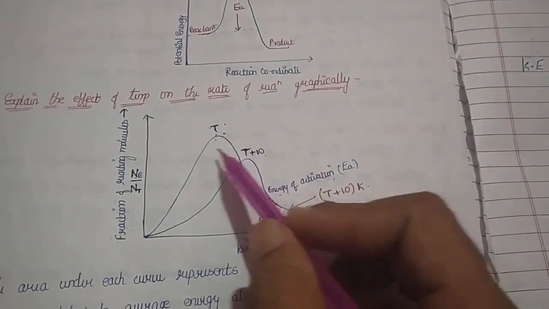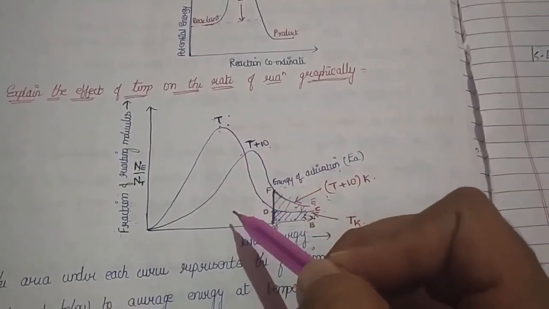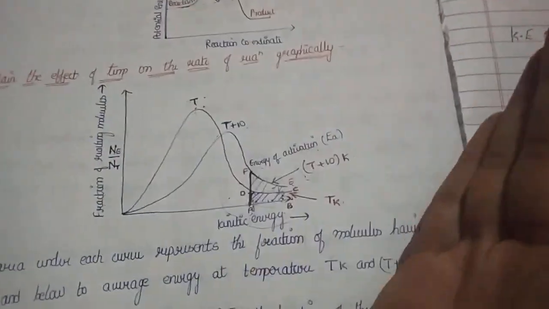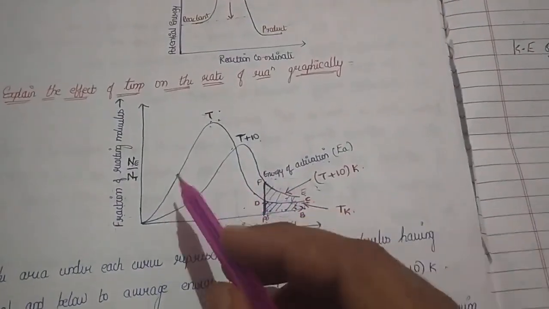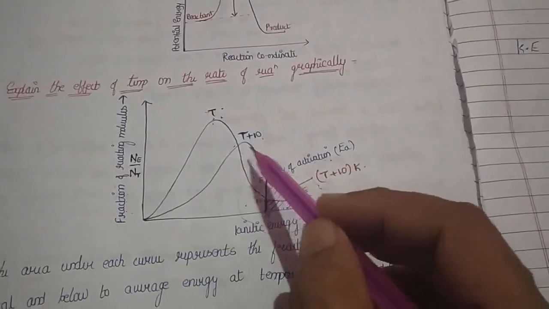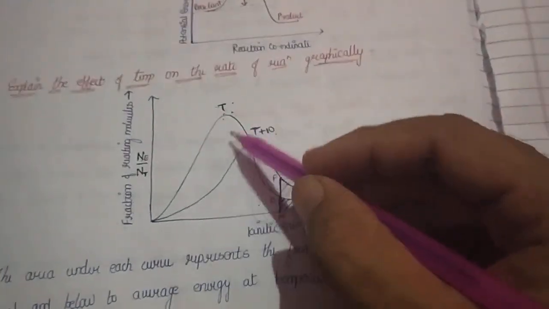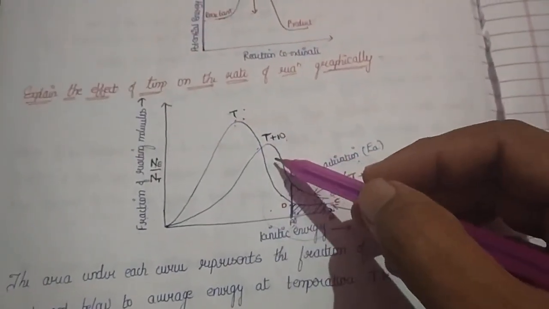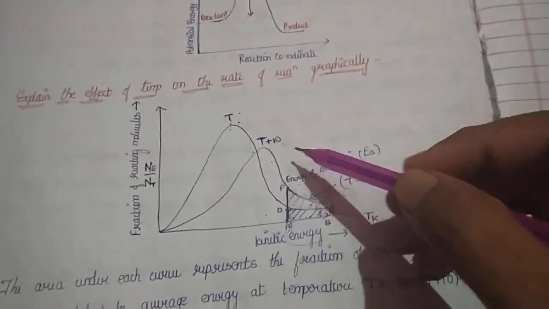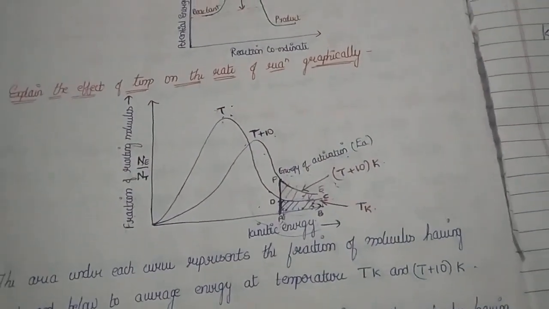Of course, whatever part is here, that is mainly representing the number of molecules. So when it has been shifted to higher energy, that fraction of molecules has obtained an extra energy. So at T plus 10 Kelvin, we have obtained molecules of somewhat greater energy.